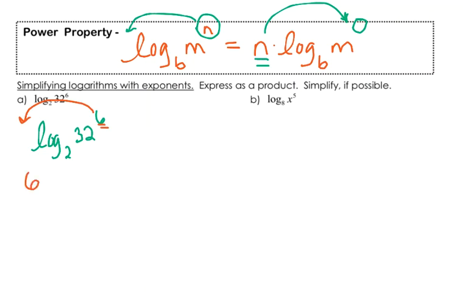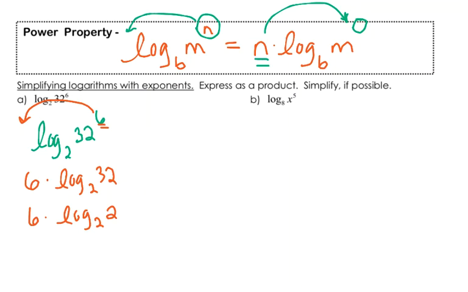So let me rewrite this. We have 6 times log base 2 of 32. So now I'm going to try to simplify the log base 2 of 32. You can do this a couple different ways. Leave that 6 there. I am going to write log base 2, and I'm going to try to rewrite 32 so that it's 2 to some power.